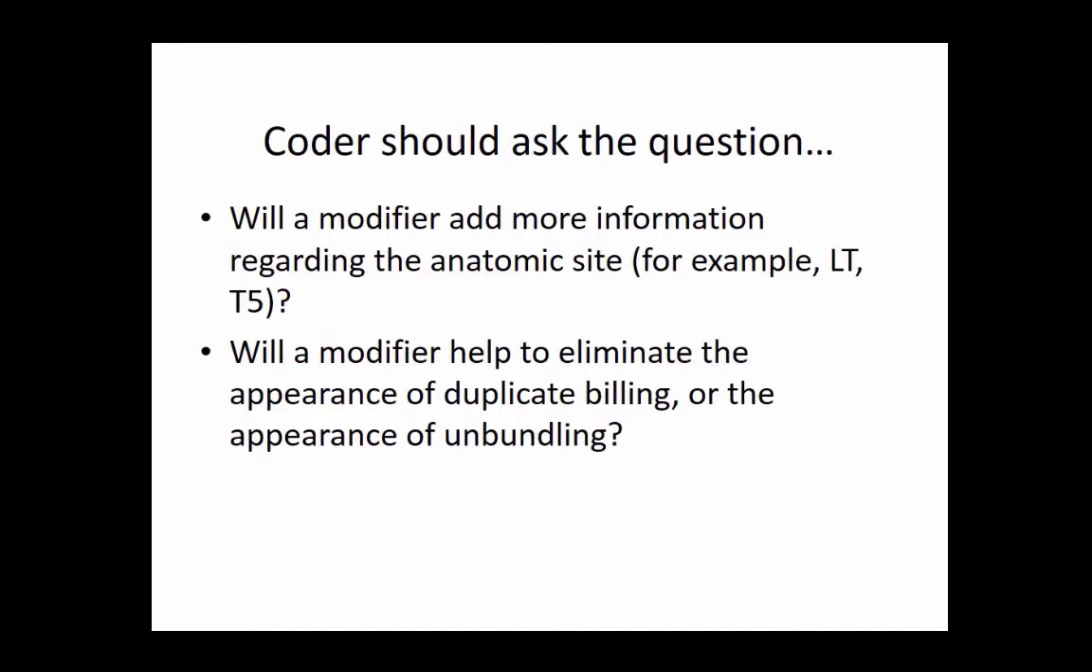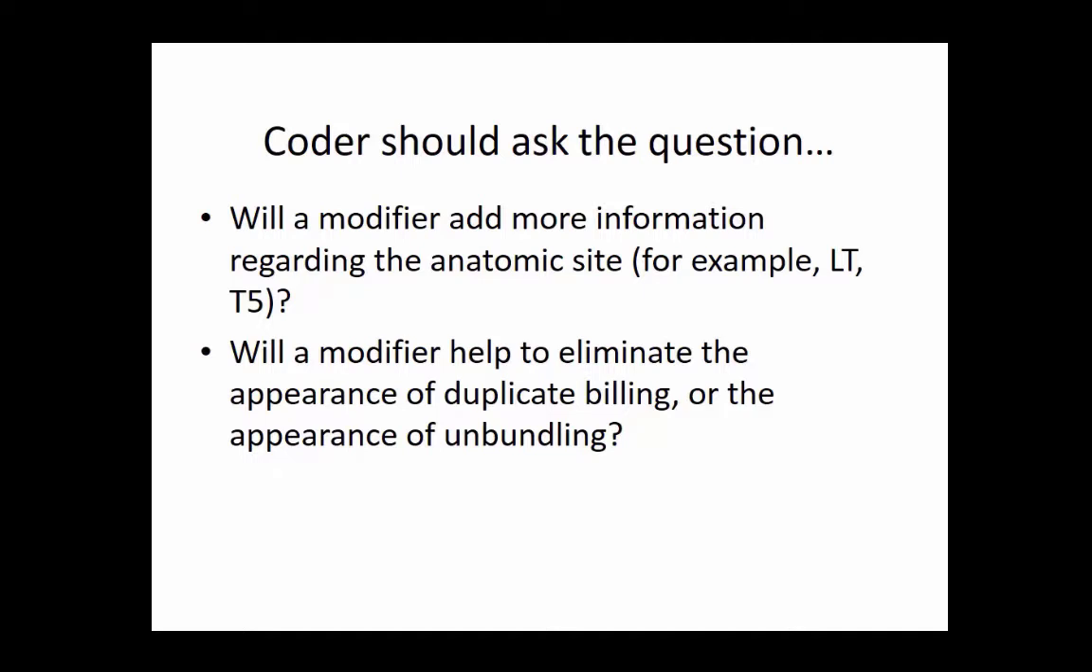So when a coder is trying to decide whether or not to use a modifier, you ask yourself 2 questions. Will the modifier add more information regarding the anatomic site? For example, is it the left or right side of the body? Is it a toe or a finger? And if so, which is it? The next question is, will a modifier help to eliminate the appearance of duplicate billing or the appearance of unbundling?